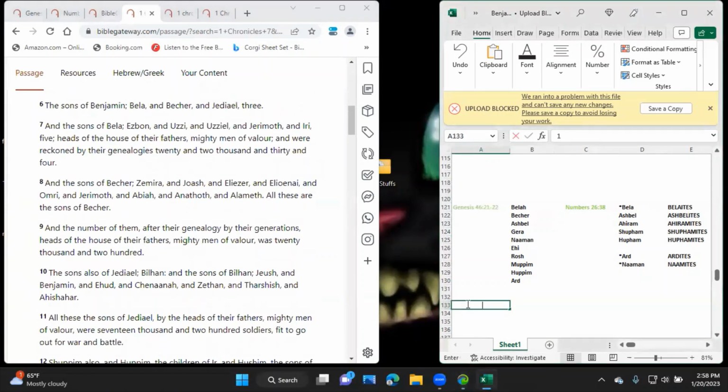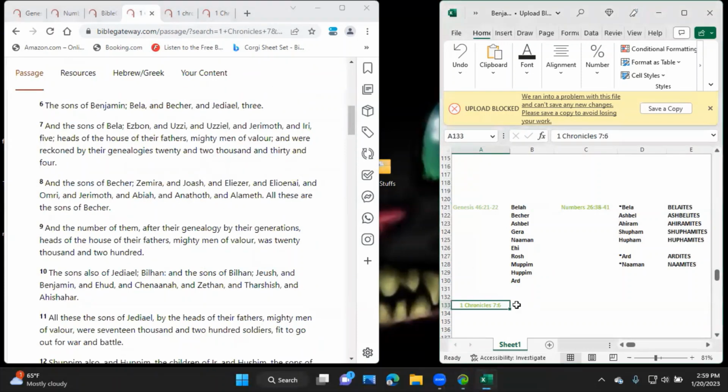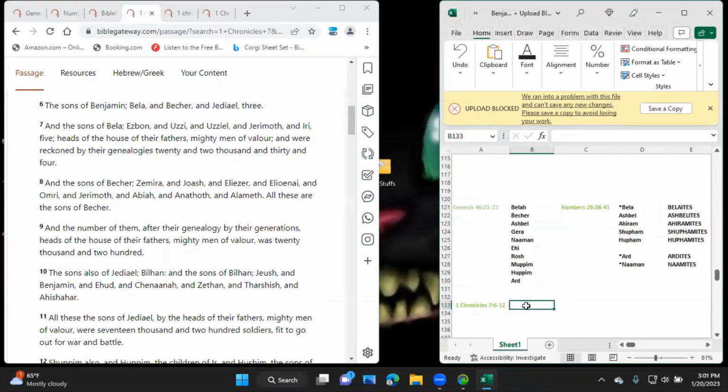So starting in 1 Chronicles, chapter 7, verse 6. And also, I forgot to make mention, this is Numbers 26:38 through 41. Moving forward, 1 Chronicles, chapter 7, verse 6, all the way down through verse 12. The sons of Benjamin, starting at verse 6: Bela again, Beker, and Jediel. So up here, we have obviously more than three children listed. That tells me that these are more than likely not Benjamin's children, but grandchildren. But we will get into that a little bit later as well.